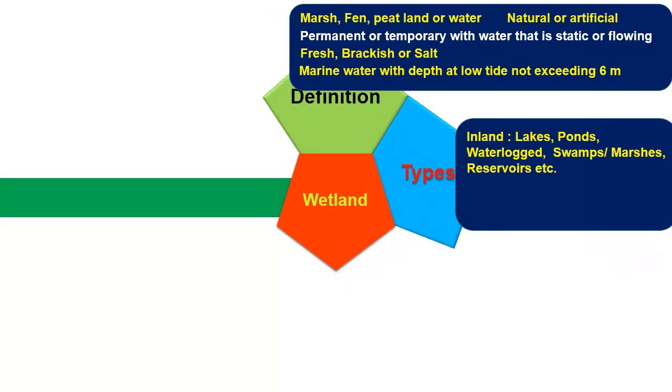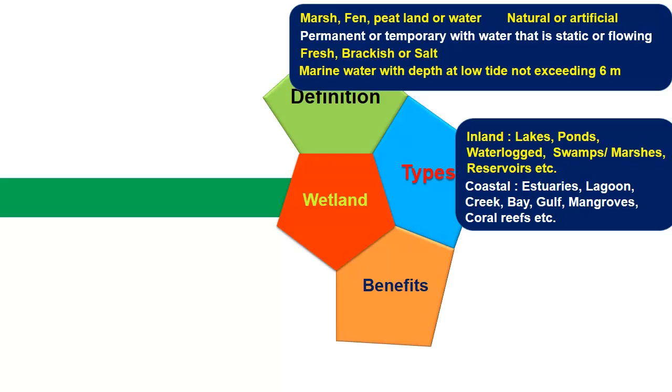What are the types of wetlands? We have inland wetlands, examples are lakes, ponds, waterlogged swamps, marshes, reservoirs, etc. This is not important, just listen and forget it. Coastal wetlands like estuaries, lagoon, creek, bay, gulf, mangroves, coral reefs, etc.